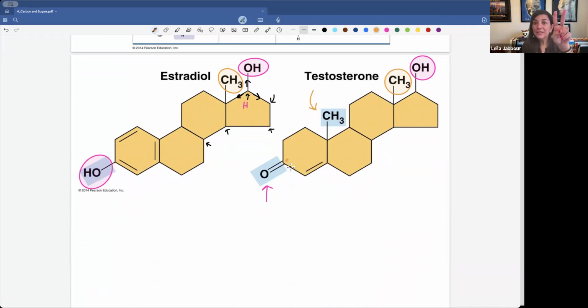These two differences make up two completely different hormones with completely different properties. Estradiol is a female hormone, like it's the equivalent of estrogen. Testosterone, even though females do produce some testosterone, testosterone is a male hormone with its own properties.